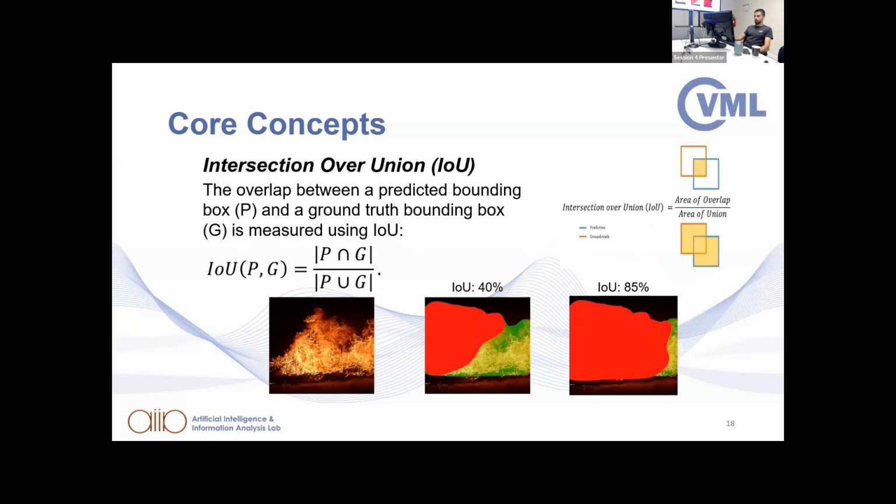The final concept is how we evaluate our algorithms. The main metric we use is the intersection over union, which is the overlap between the predicted area and the ground truth area. For example, here we can see that in the second image, the green is the ground truth and the red is the predicted. The first prediction has a small 40% overlap with the ground truth, and the second, which has a bigger overlap, is 85%.